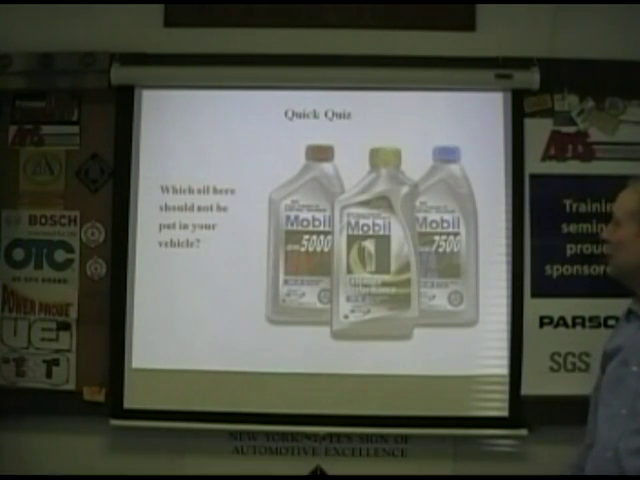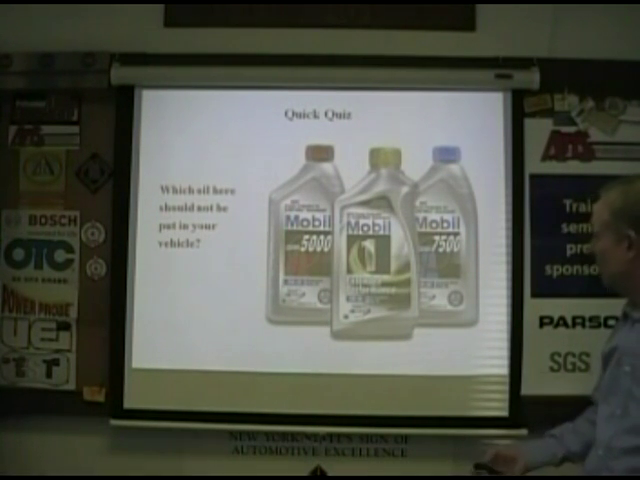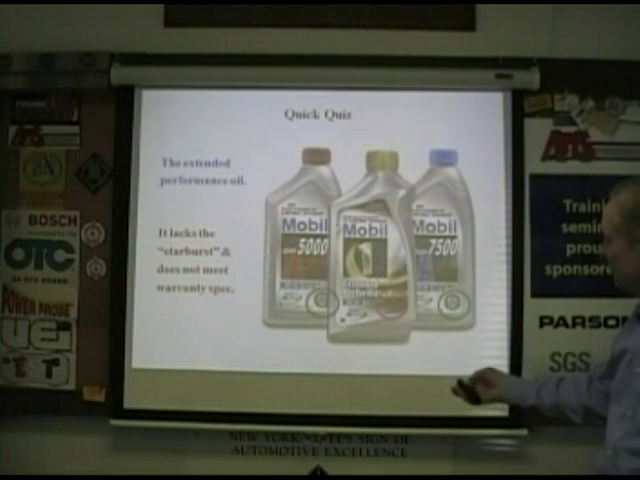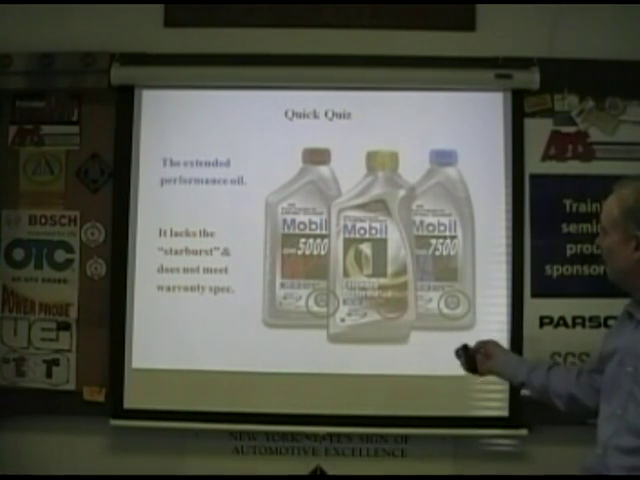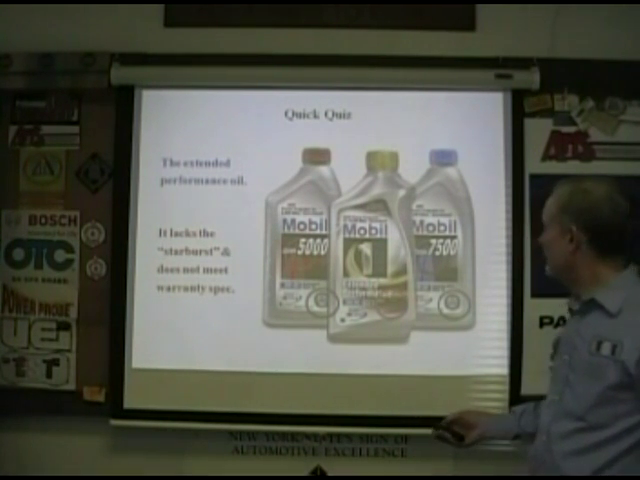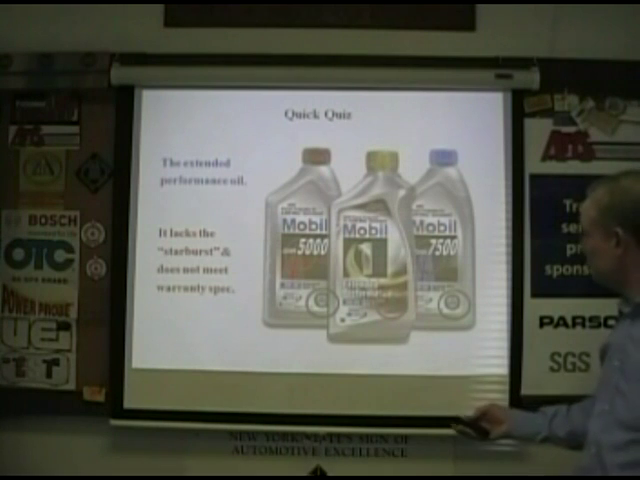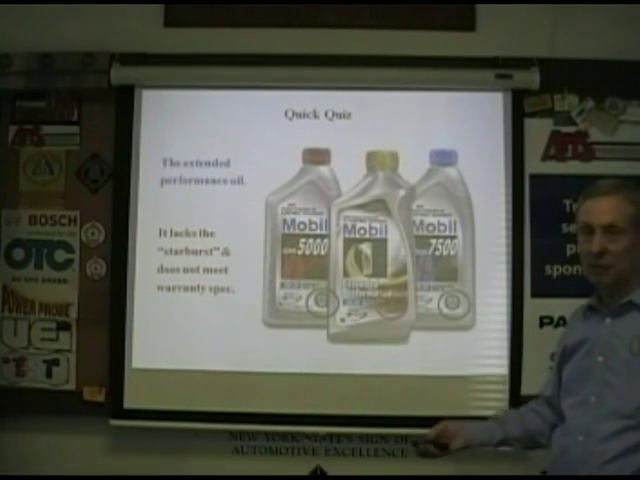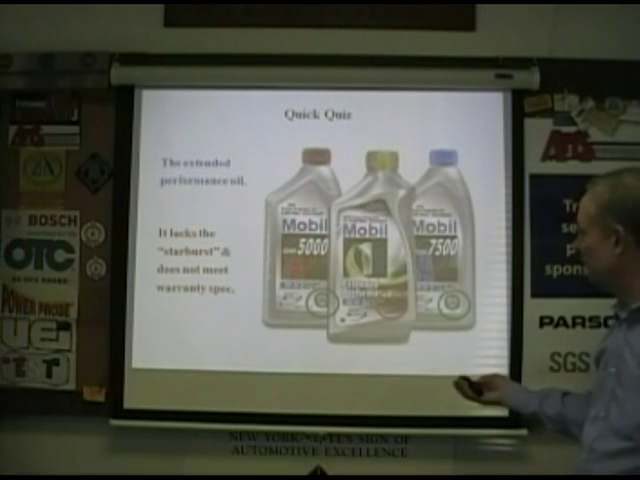All right, quick quiz. Which oil here should not be put in your vehicle? And the hint, of course, is look at the label. Starburst, no starburst, starburst. There's the one. It's an extended performance. It's a 5W-30. They're all 5W-30s. But that's the one that doesn't meet the spec. And it's Mobil 1, wow. And they're all Mobil 1. It says NASCAR on it. It's got to be good, right? I think I'll put that in my Chevy.